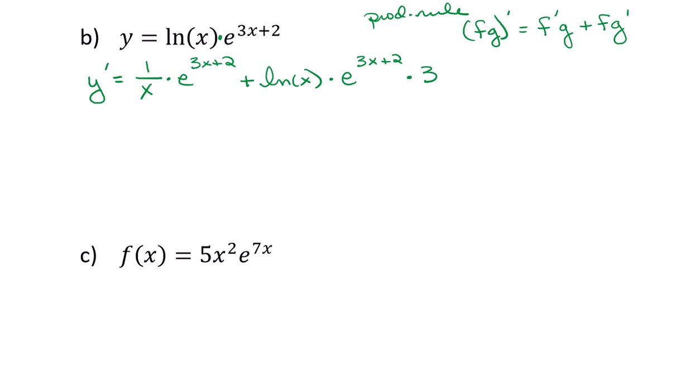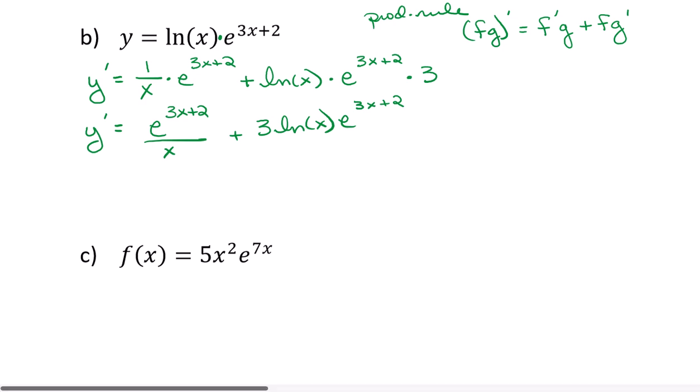If you need to pause the video so you can grasp where all of these pieces are coming from, please do so. Now let's do a little algebra and clean it up. The first piece, multiplying, gives us e to the 3x plus 2 over x, plus, I'm going to move that coefficient of 3 to the front, 3 natural log of x times e to the 3x plus 2. Once you're here, technically you have found the derivative.